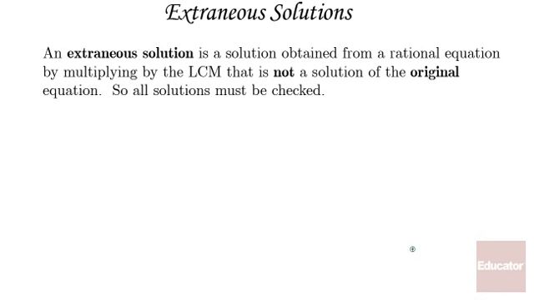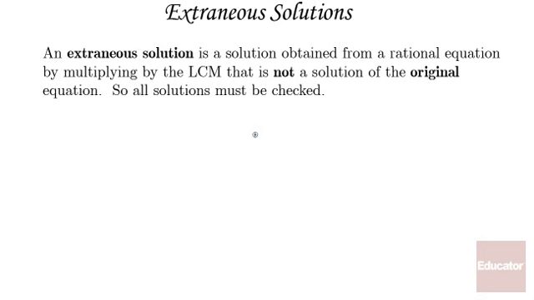Now, one thing that can occur when using the multiplying by the LCM method to solve rational equations is that you can end up with extraneous solutions. Recall that when we were working with radical equations, we sometimes solved by squaring both sides. When we squared both sides, it created an equation that was new and slightly different than the original. The result was that we sometimes came up with extraneous solutions. They were solutions to the new equation, but they weren't solutions to the original equation.